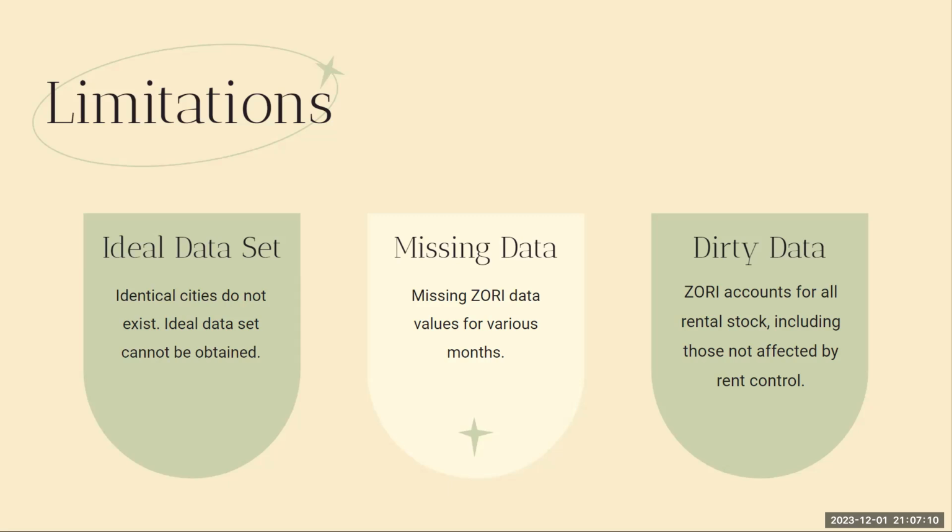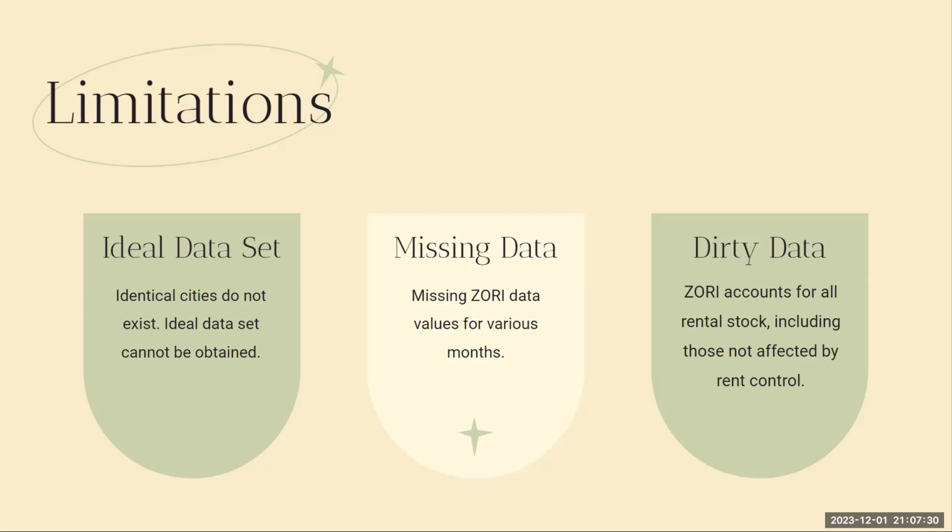Another limitation is our missing data values. As we mentioned earlier in the snapshots, there were missing data values for the months in that Zori data set. And without the complete data collection, the sample and results can be biased because they may not accurately represent the population.